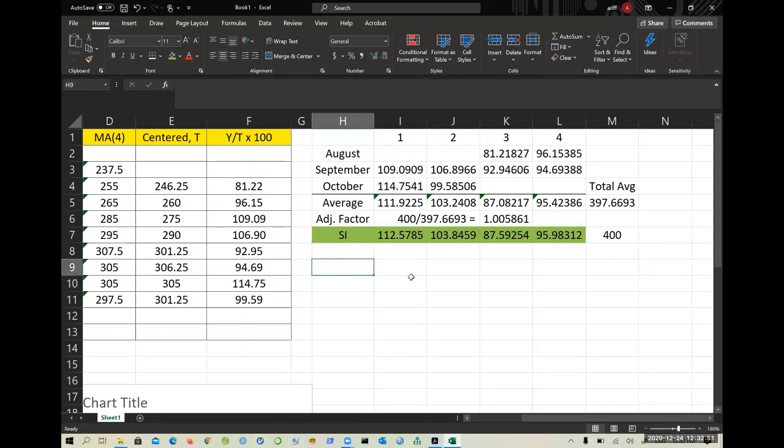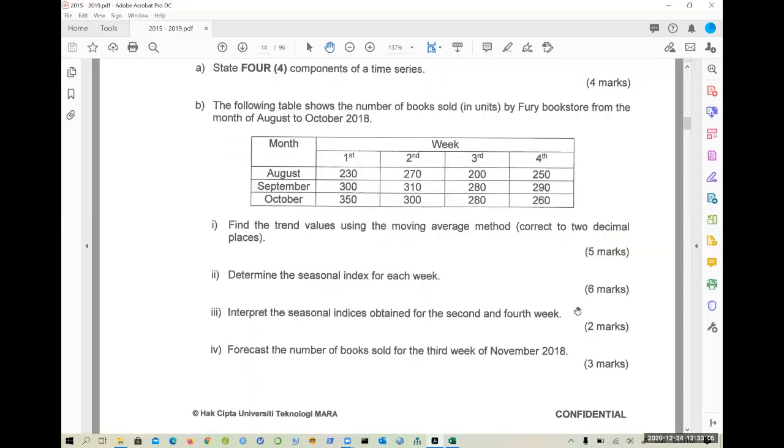Okay, so yang tu, you complete this table, you get another 6 marks. 1 mark from here, from y over t times 100, and then 5 marks from the table itself, from the table yang you dah bina tadi. So you akan dapat 6 markah ni lah. So 6 markah ni adalah untuk table seasonal index. And then to get another 2 marks, you have to interpret the seasonal index. In this case, they ask you to interpret the seasonal index for the 2nd and the 4th weeks.